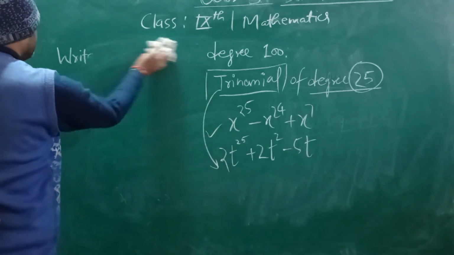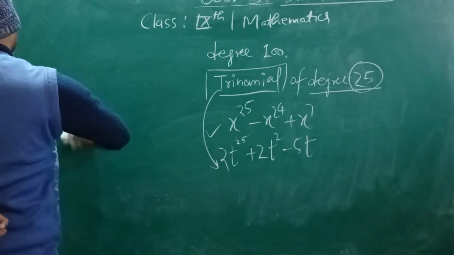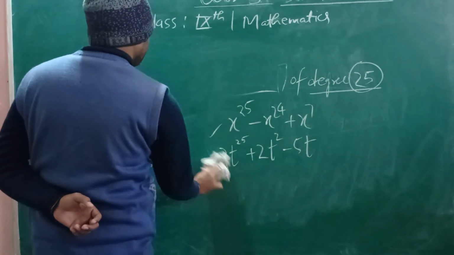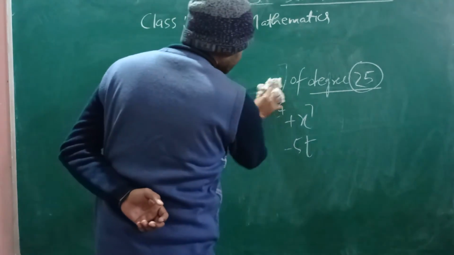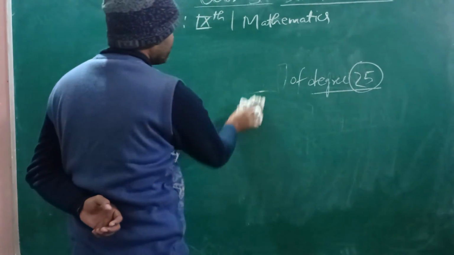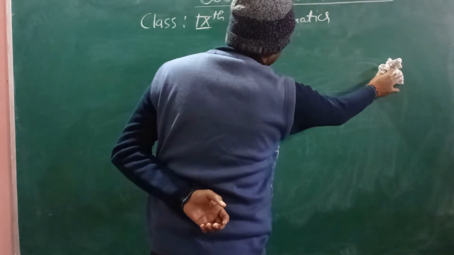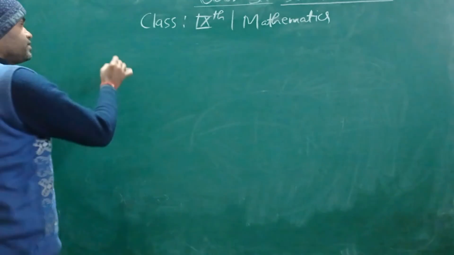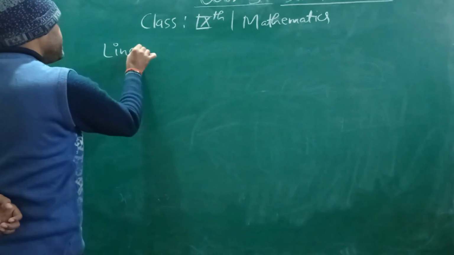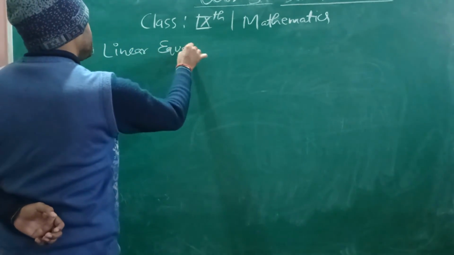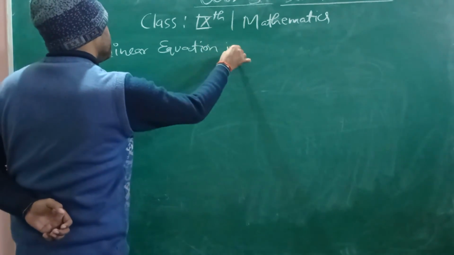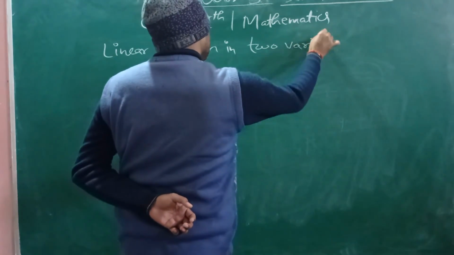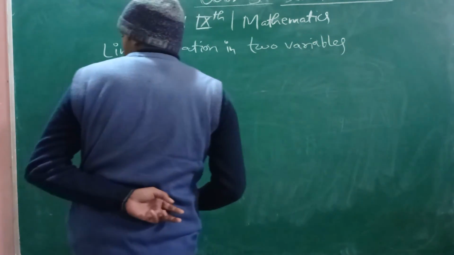Give an example of a linear equation in 2 variables. Just write down. Give an example of a linear equation in 2 variables. There is a chapter of the same name, linear equation in 2 variables.